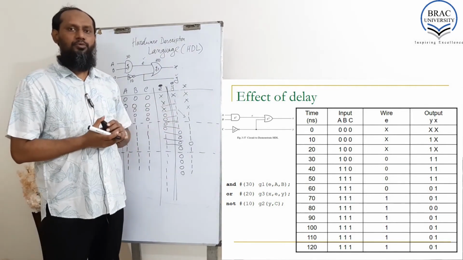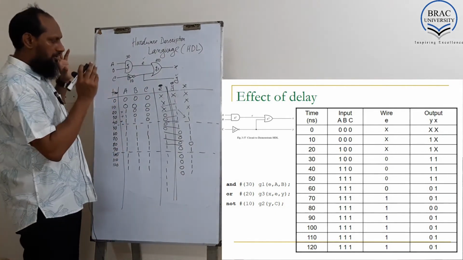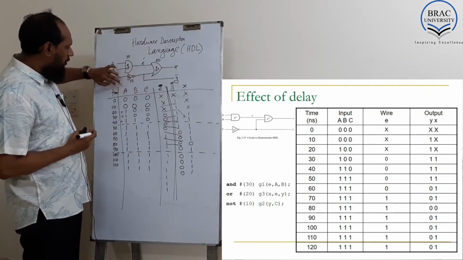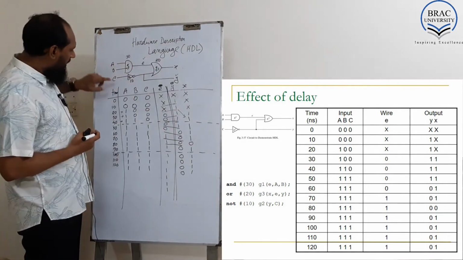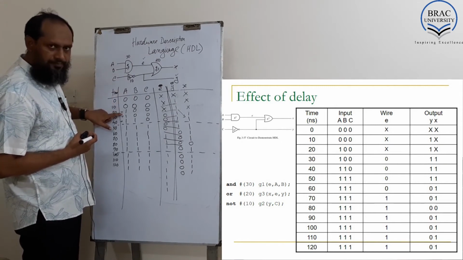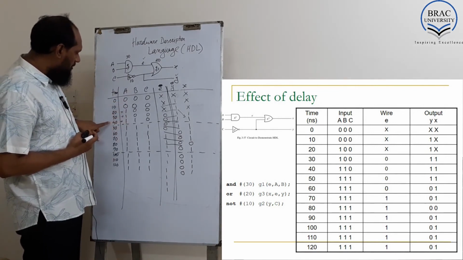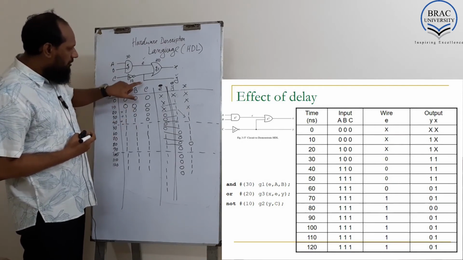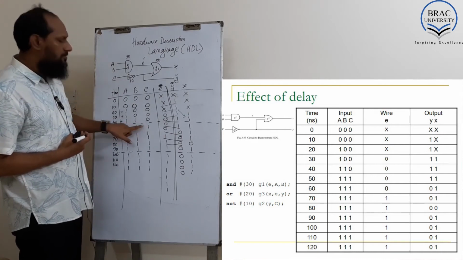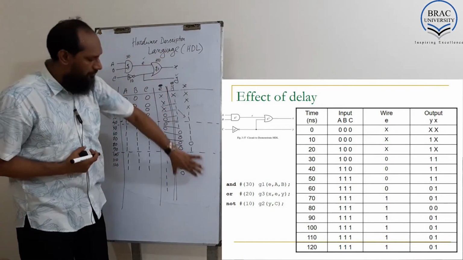So, this is the way we can get the timetable. Once again, for this input, our initial input was 0, 0, 0 for all A, B and C, but the input A changed on 20 nanosecond, input B was toggled on 40 nanosecond and input C was toggled on 50 nanosecond. So, for this input, we will get this type of output.